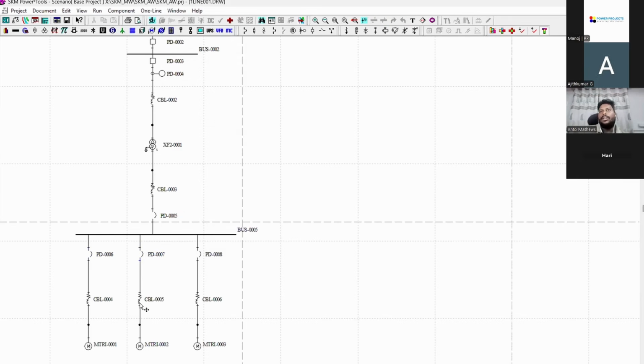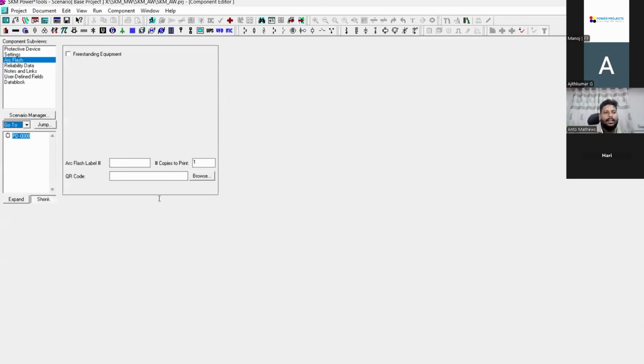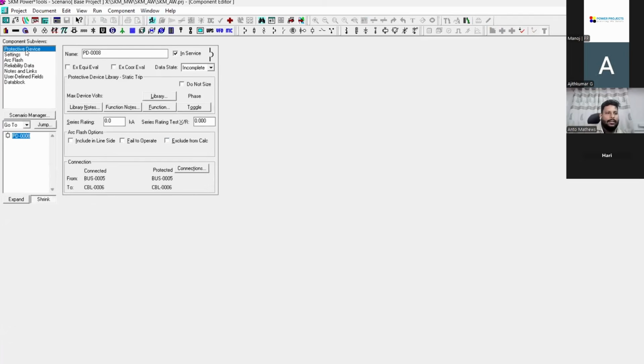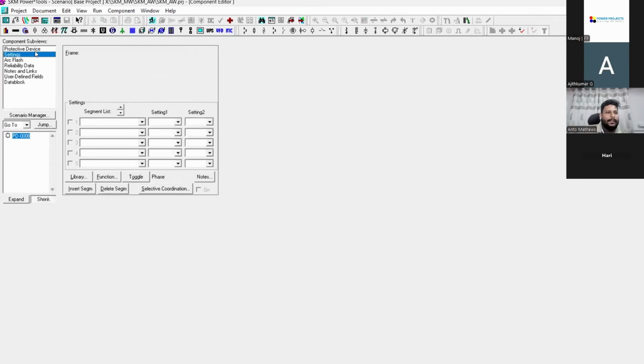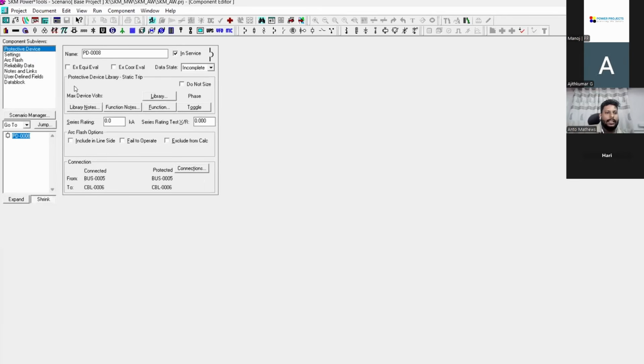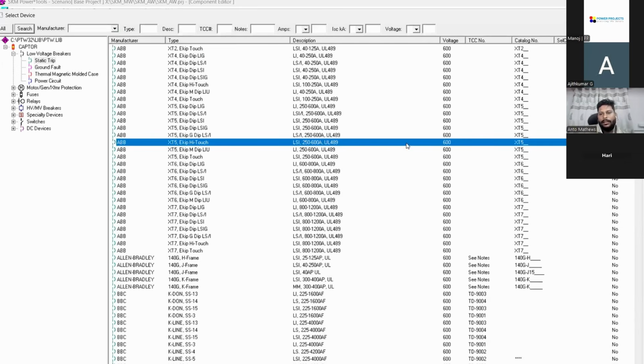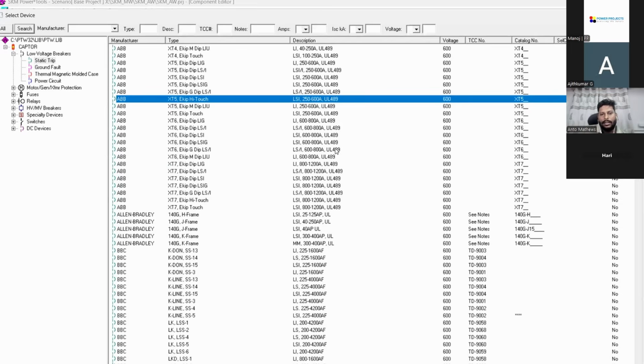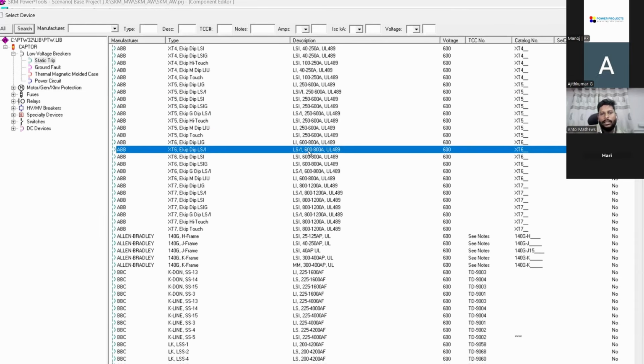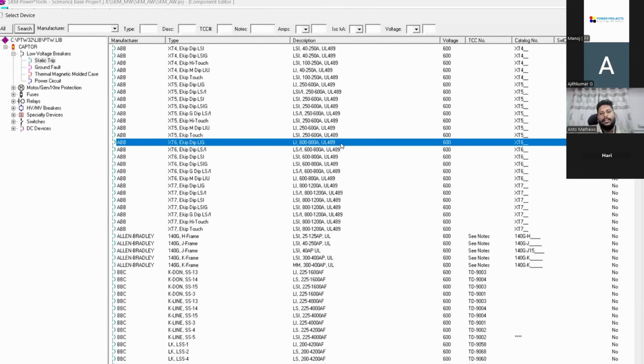Why? Because both of these are 250 HP motors. For the other motor, I have to use its rating. First of all, I have to select the library. The voltage level and current I have to use is around 600 to 800, so I'll be using the 800 amps. I will double click and apply.